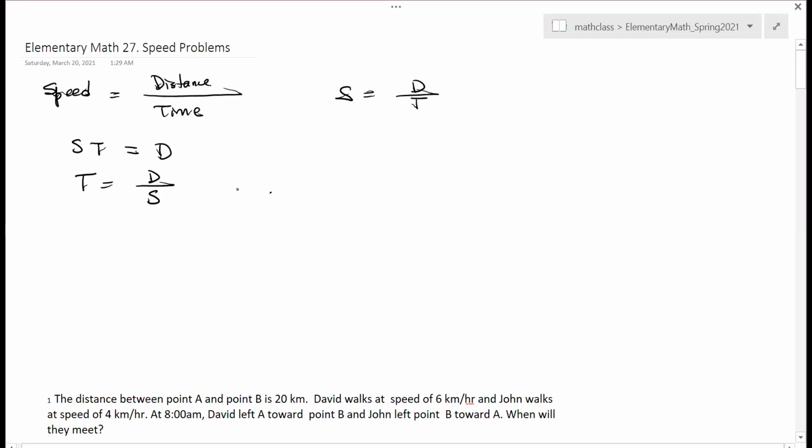So basically, you have three formulas. Let me move the formula down here. So you have these three formulas you're going to use. Okay, and you can derive one from another. So you look at S times T equals D, then both sides you divide by S, then you get T equals D over S, right? And then, if you divide by T, you can get the third one. So speed times time equals distance. You can begin with that.